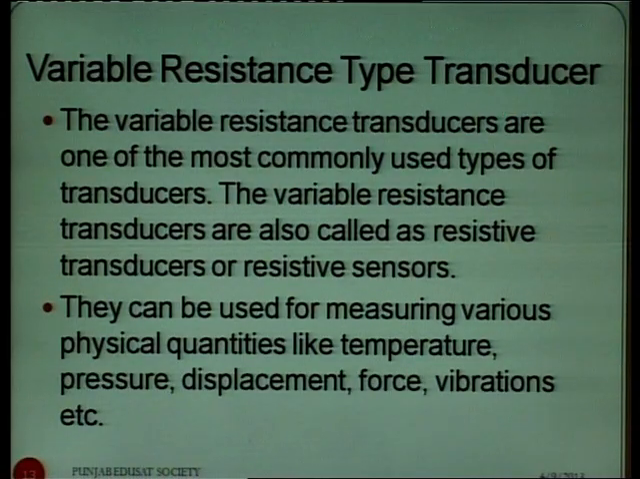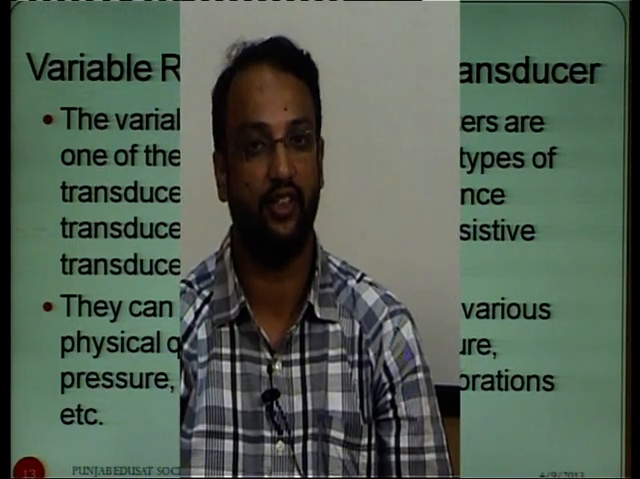So, these are some 6 or 8 basic requirements of a transducer to get a faithful output. Transducers are basically of 3 types, that is variable resistance, variable capacitance and variable inductance type transducers. First of all, we are going to discuss the variable resistance type transducer. The variable resistance transducers are one of the most commonly used types of transducers. They are also called resistive transducers or resistive sensors.